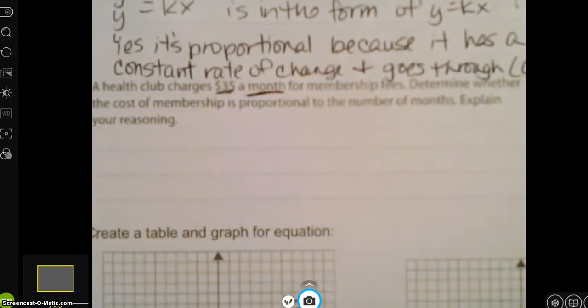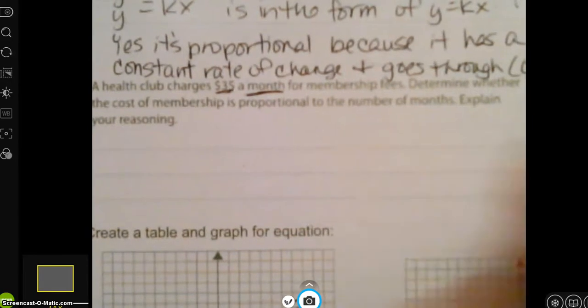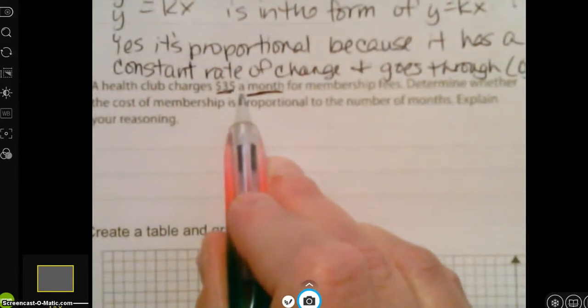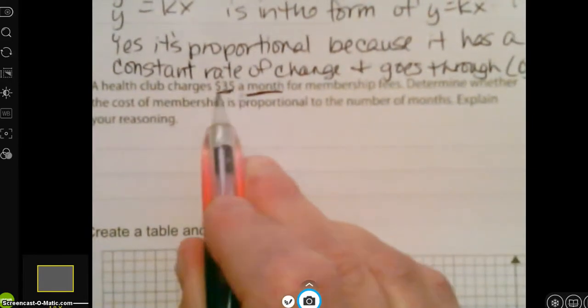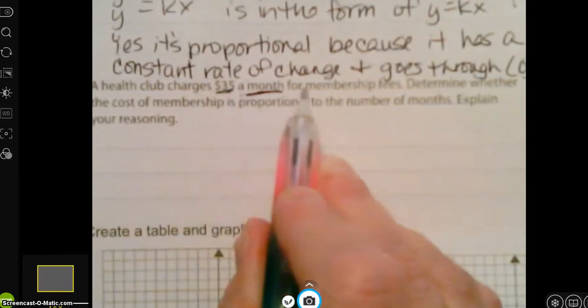Determine whether the cost of the membership is proportional to the number of months. Explain your reasoning. So, all we're given here, guys, is that they charge $35 per month. Okay, that's the fee, $35 each month. So remember our per, each, every. We don't see it, but that's what it is right there. $35 a month, $35 per month.